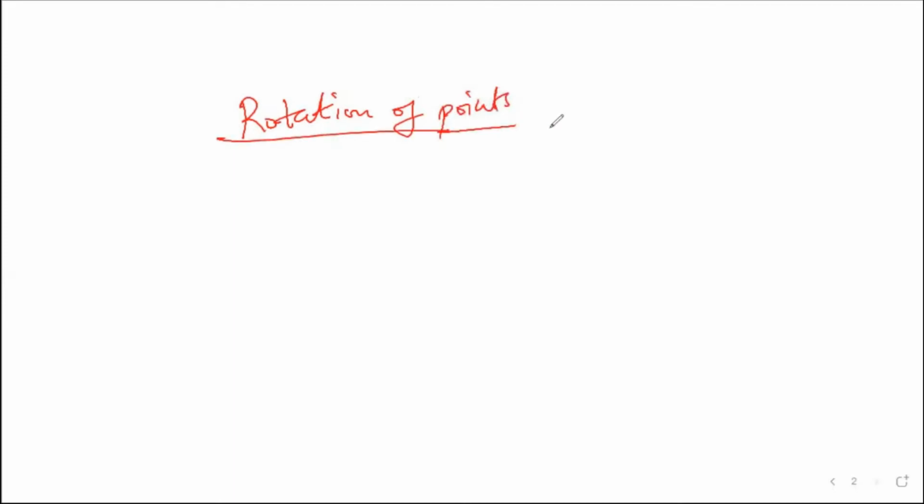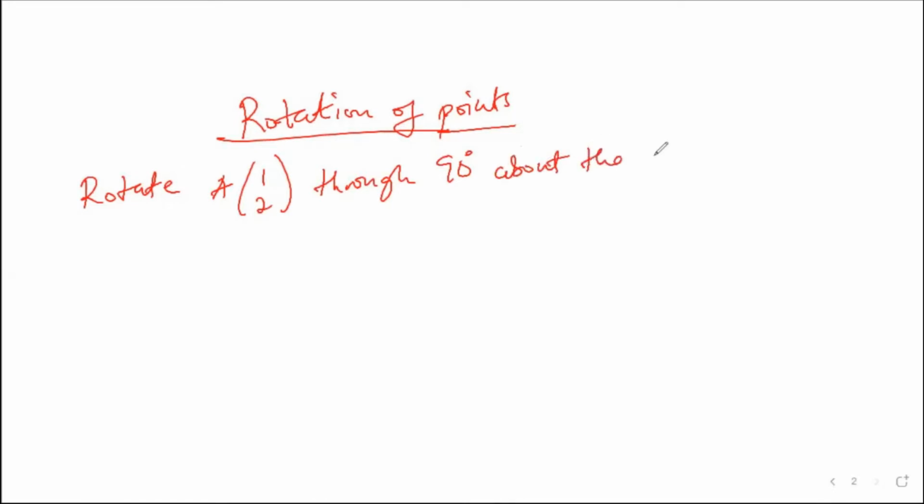Okay, so for rotation, we have clockwise direction and what? Anti-clockwise direction. Usually, when they say maybe rotate point A, let's say 1, 2, through 90 degrees about the origin, it means that your rotation is through the clockwise direction. If they don't state it for you as clockwise or anti-clockwise, then you are going in for clockwise. Okay. So let's look at the general overview of rotation.